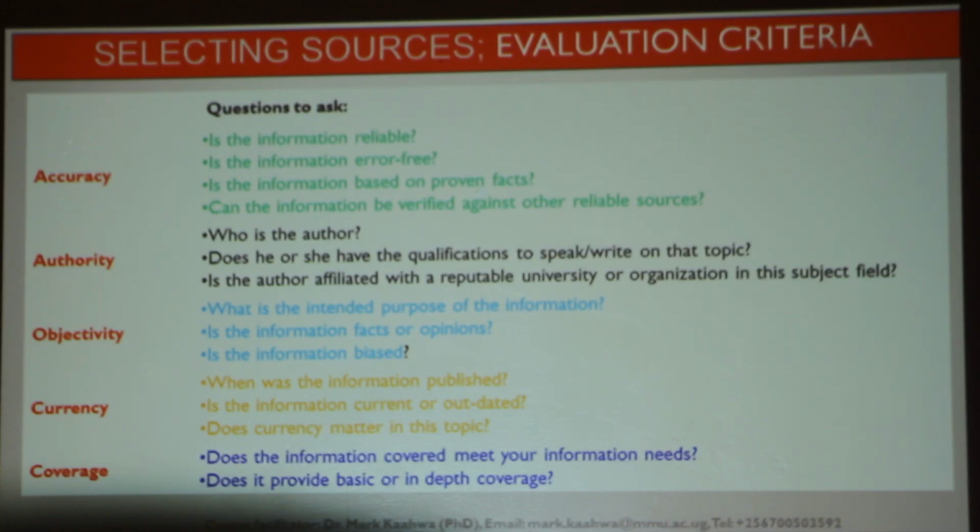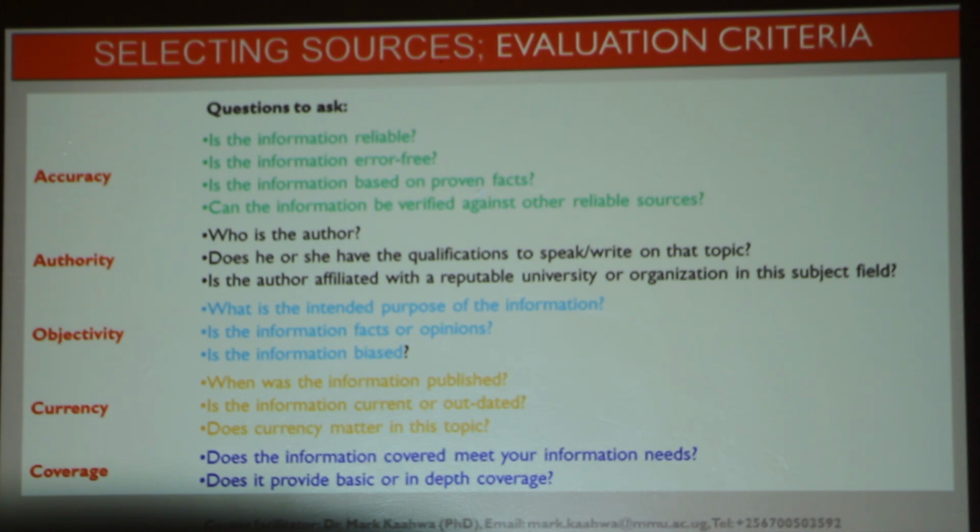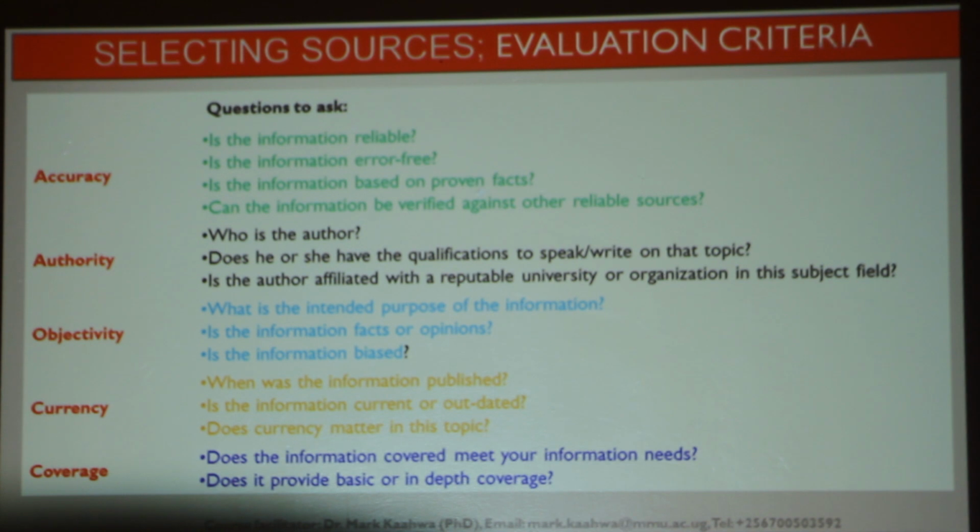If you are, for example, researching the effects of COVID on academic performance, that means the literature you are going to review is only that literature that was published within the period of the pandemic. You're not going to review literature of 2010, 2015, 2017, because at that time we do not have COVID. So, that is what we mean when we ask: is the information published current or outdated?